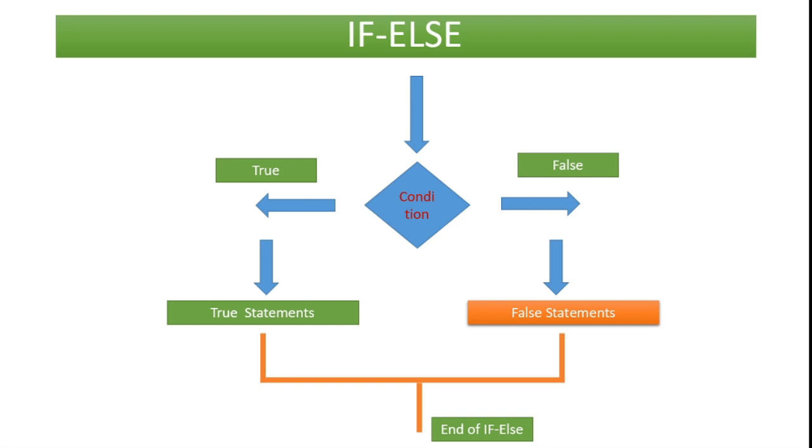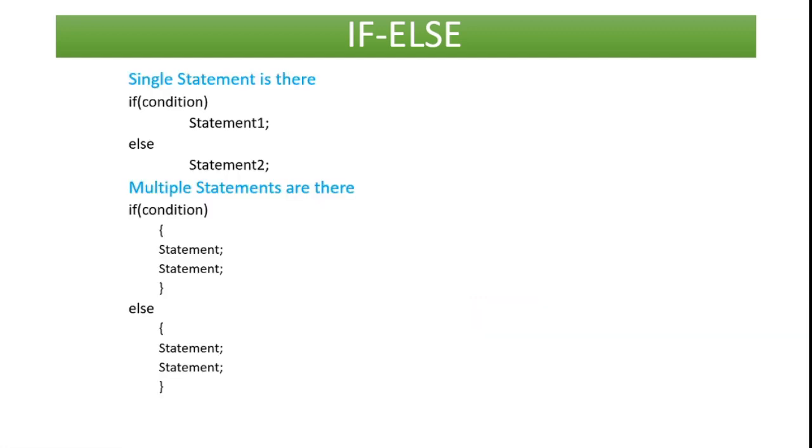Basically, we use the if and else statements as conditional control statements. Here, if the condition is true, the statements under the if will be executed. If the condition is false, the statements under else will be executed. Let me see what the syntax of if and else is in the C programming language.